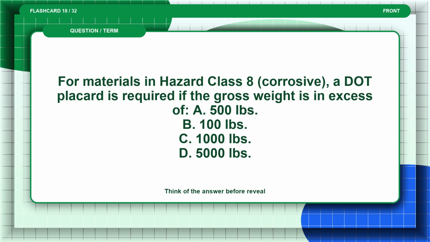Flashcard 18. For materials in hazard class 8 corrosive, a DOT placard is required if the gross weight is in excess of A. 500 pounds, B. 100 pounds, C. 1,000 pounds, D. 5,000 pounds. Think of the answer before the reveal.